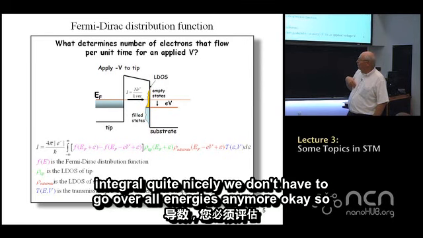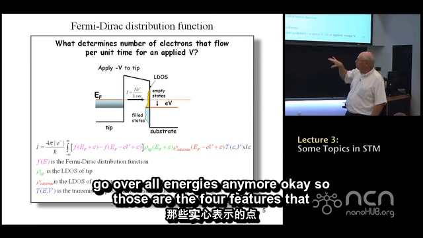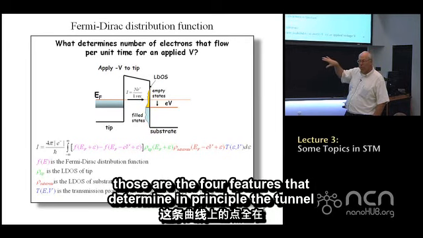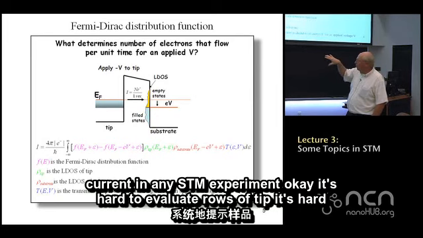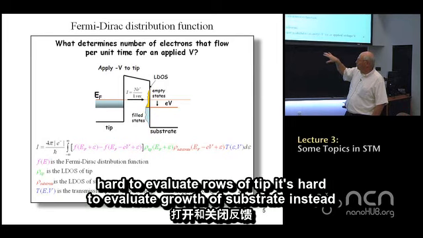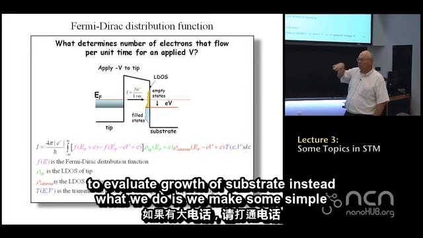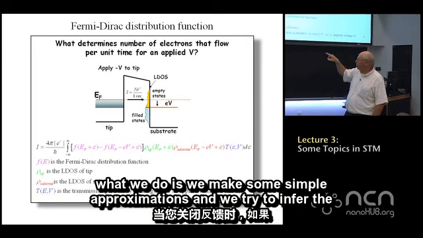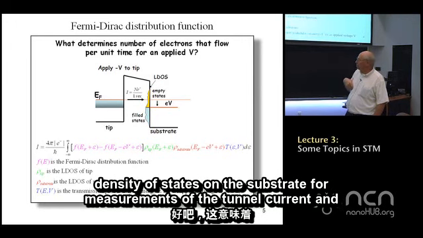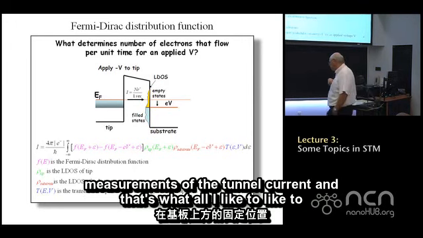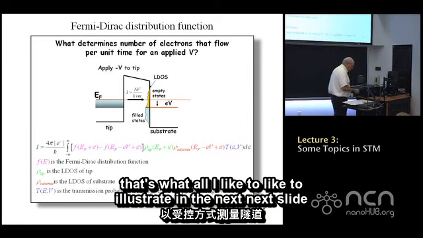Okay? So those are the 4 features that determine, in principle, the tunnel current in any STM experiment. It's hard to evaluate rho sub tip. It's hard to evaluate rho sub substrate. Instead, what we do is we make some simple approximations and we try to infer the density of states on the substrate from measurements of the tunnel current. And that's what I'd like to illustrate in the next slide.